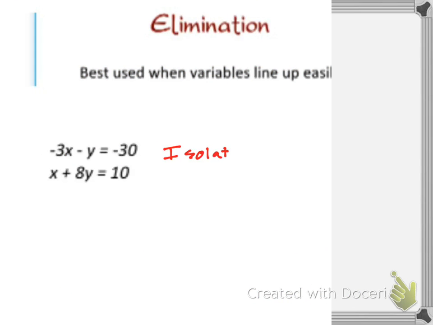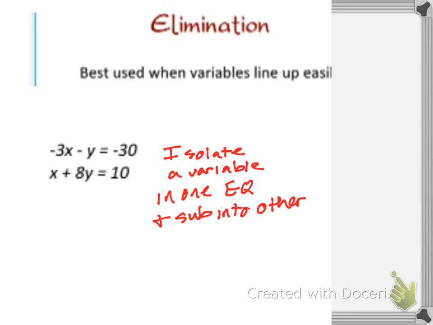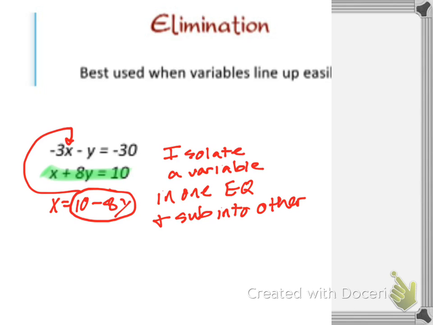Okay, next one. This one's a little different. You want to isolate a variable that's not already isolated, and then sub it into the other equation. So when I get to that piece, you're going to isolate your favorite variable. It doesn't matter which one it is. I went to the bottom equation to isolate because it just seemed like it was easier in that bottom equation to get x by itself.